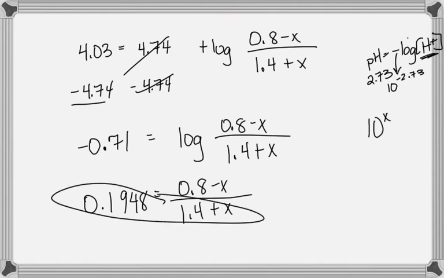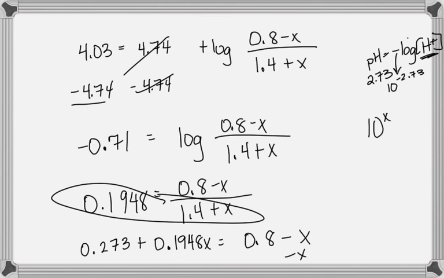I'm going to cross multiply. 0.1948 times 1.4 is 0.273, and I'm going to have that because I got to distribute it, right? So it's plus 0.1948x is equal to 0.8 minus x. So now I'm combining like terms and moving all my x's to one side. Add x, add x. I can't scroll, so I'm going to have to just write it real small up here.